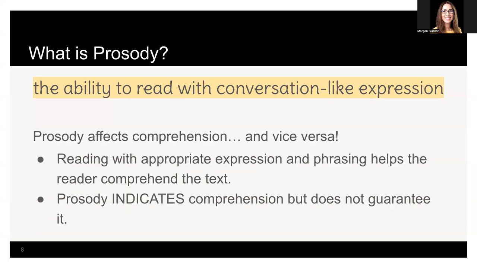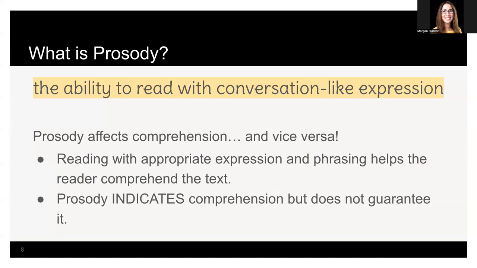And then prosody, the ability to read with conversation-like expression. And then prosody affects comprehension, but it's also one of those neat things where comprehension affects prosody. So prosody is the ability to read with good expression, with appropriate pacing, with your intonation being appropriate. And so here I've got just a few reminders that reading with appropriate expression and phrasing helps the reader comprehend the text. And later we'll look at a few examples of that.